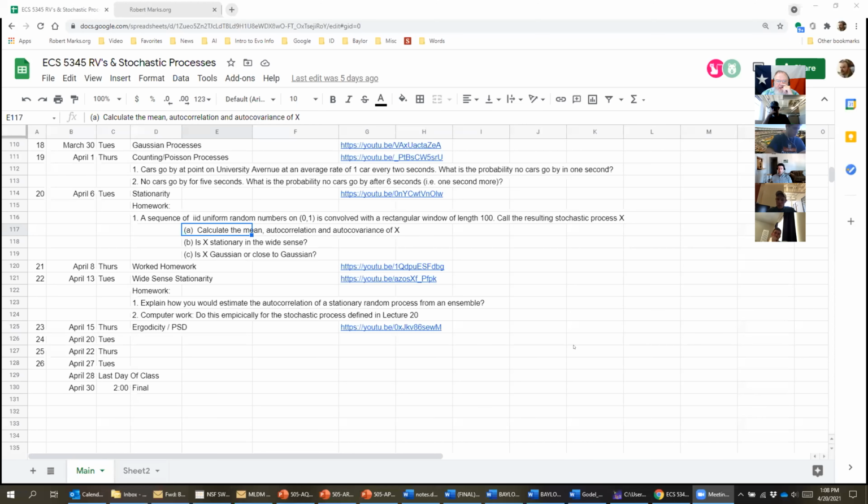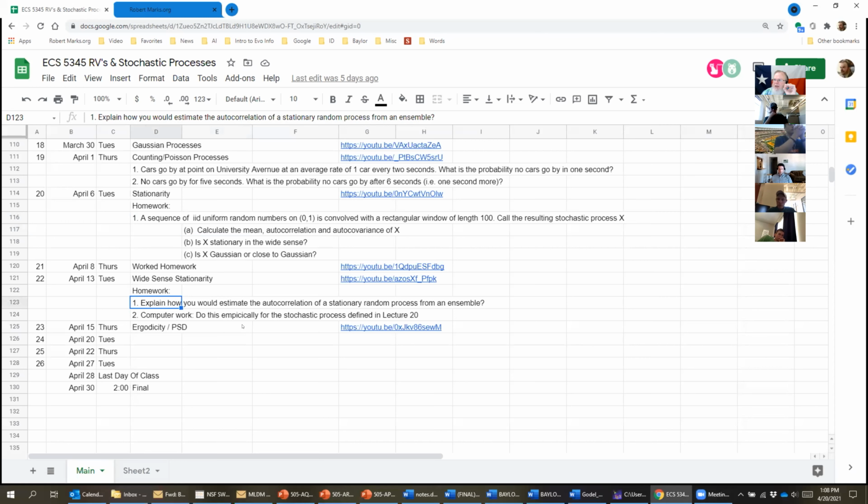So for next time, I'd like to talk about this problem, the sequence of IID, uniform random variables. And then secondly, I would like to talk about this new result, which I'd like you to generate by computer. And that is estimating the autocorrelation from an ensemble. If you look back in your notes, we showed how to do it.